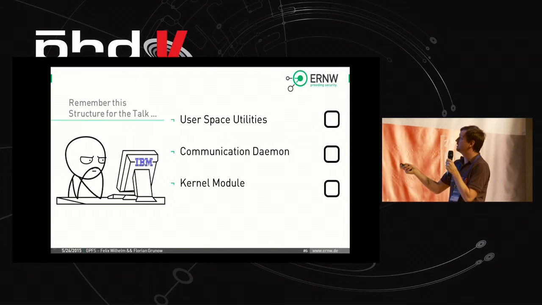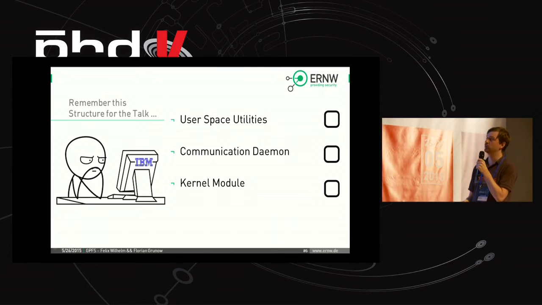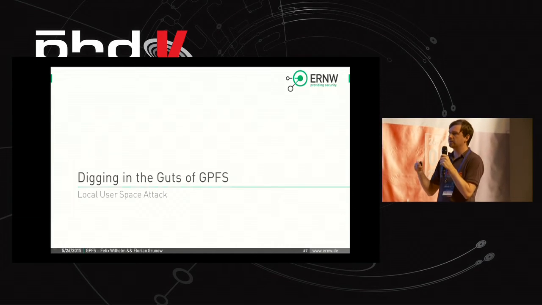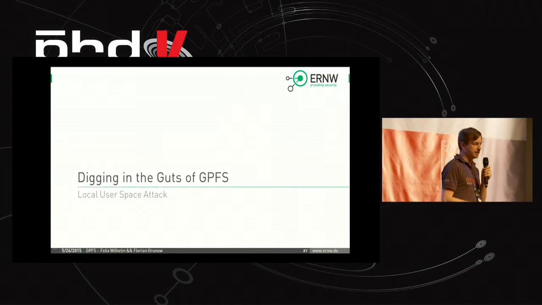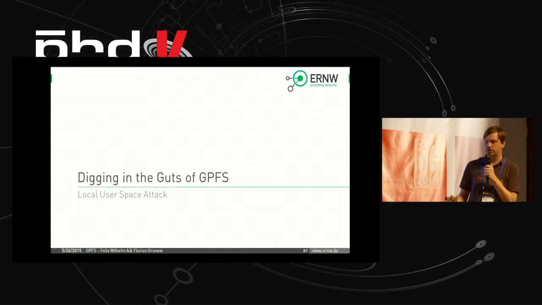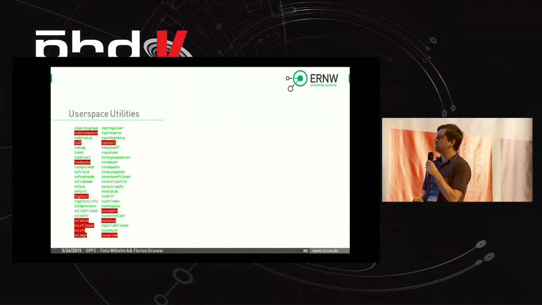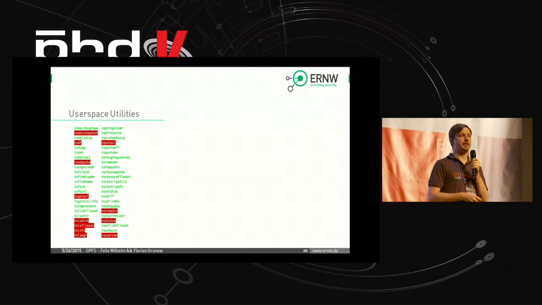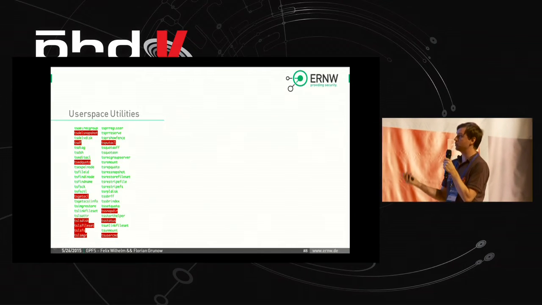We have user space utilities, the communication daemon, and the kernel module. And as you can imagine, we will start right away with the user space utilities. So as I said, we encountered GPFS in a project at a customer site. We were researching how to gain higher privileges on the system, and we were identifying set UID binaries that are on the host.